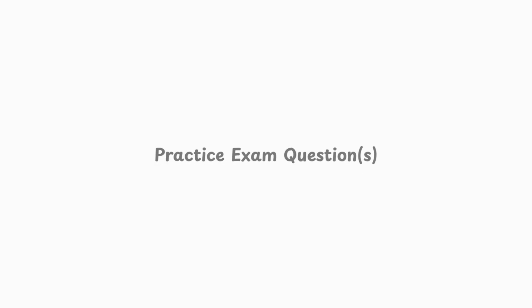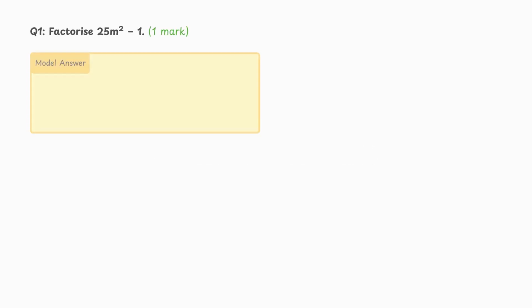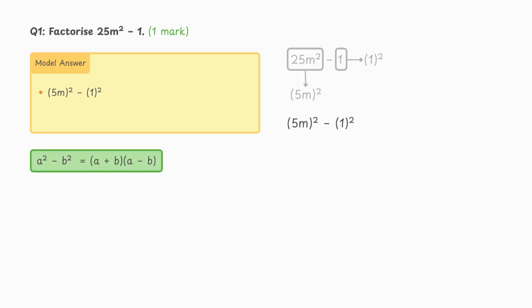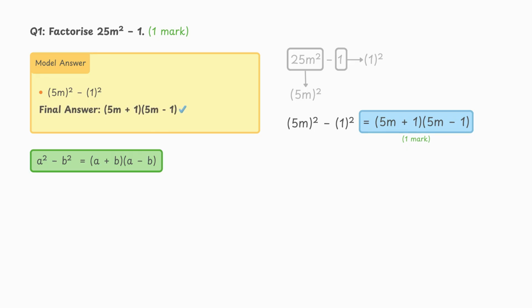Now let's dive into some exam-style practice questions. You can pause the video and try it yourself. Factorize the given expression. First, check whether both terms are perfect squares. 25m squared is 5m all squared, and 1 is 1 squared. Now the expression is clearly written as a difference of two squares. We use the difference of two squares identity. So the factorized form is 5m plus 1 multiplied by 5m minus 1. And that's the final answer.